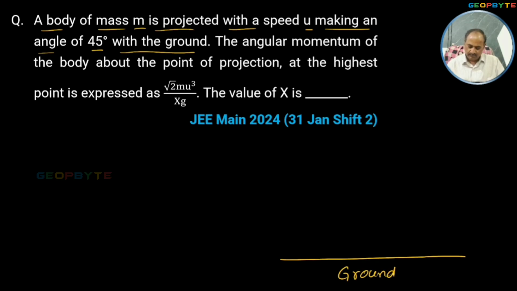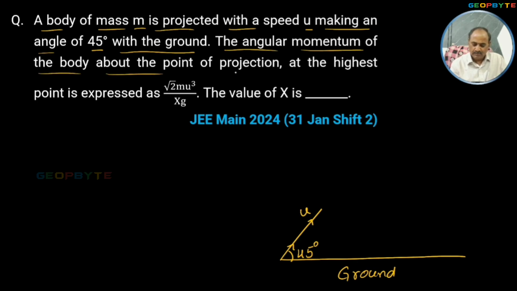With respect to ground, the particle is projected at an angle 45 degrees with a velocity u. The angular momentum of the body about the point of projection at the highest point is asked.